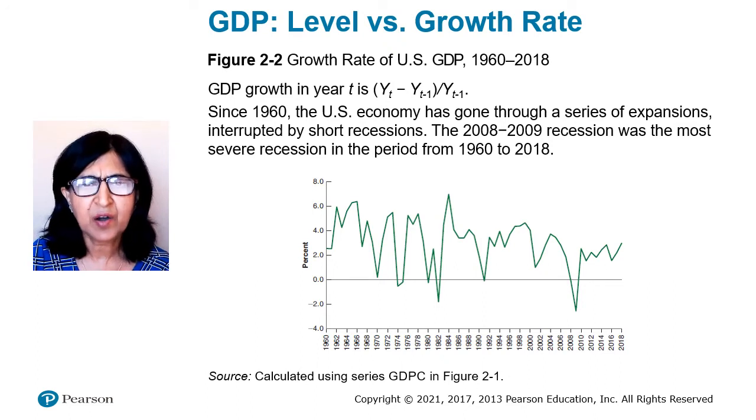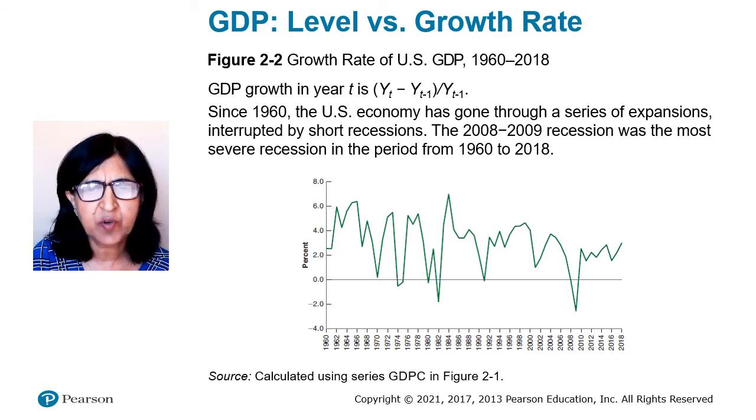The level of real GDP gives us the economic size of a country. In assessing the performance of the economy from year to year, economists focus, however, on the rate of growth of real GDP, often called just GDP growth. Periods of positive GDP growth are called expansions. Periods of negative GDP growth are called recessions.